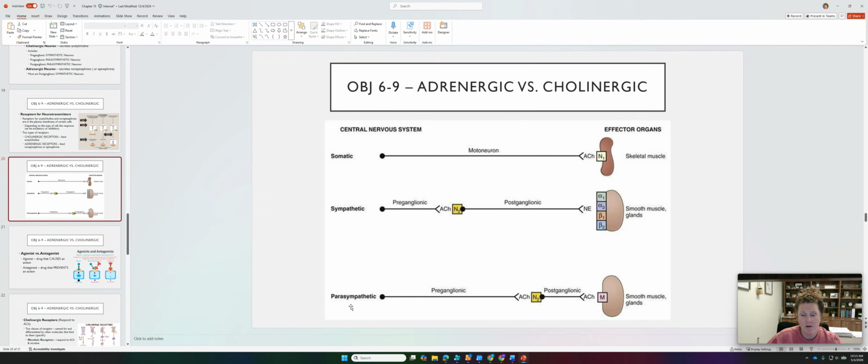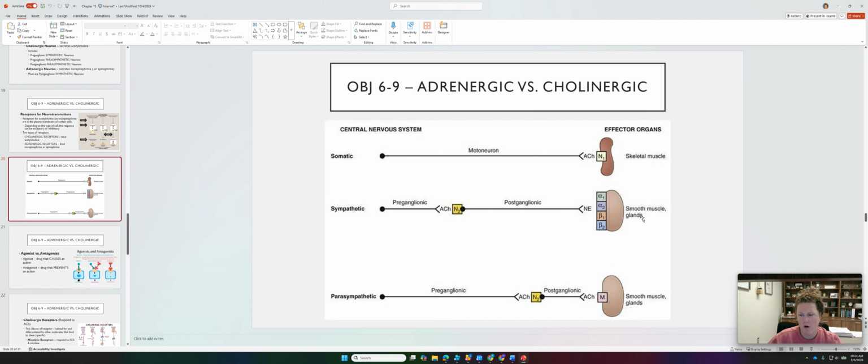Now in the sympathetic and the parasympathetic, which is your autonomic nervous system, you can see that there's two neurons. We have the preganglionic and the postganglionic. The preganglionic and the postganglionic, they meet up in a ganglia. And in the sympathetic nervous system, they meet up in what's called a chain ganglia. And in the parasympathetic, they meet up in what's called a terminal ganglia. And so you can notice the length of these neurons here. In the sympathetic, the preganglionic is short. It meets up in a chain ganglia close to the spinal cord. And then you have a longer postganglionic that goes all the way to the effector.